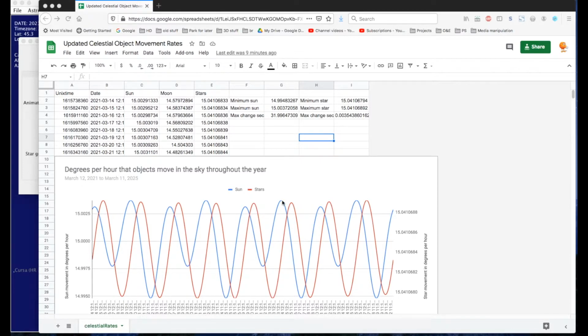And then finally, the other thing that I did was I looked at the range of the values for each one. And for the sun, you could see the range was between 14.9948 and 15.037, which gave me a total difference of 31 arc seconds. So within a 3-month period, the change would be a total of 31 arc seconds.